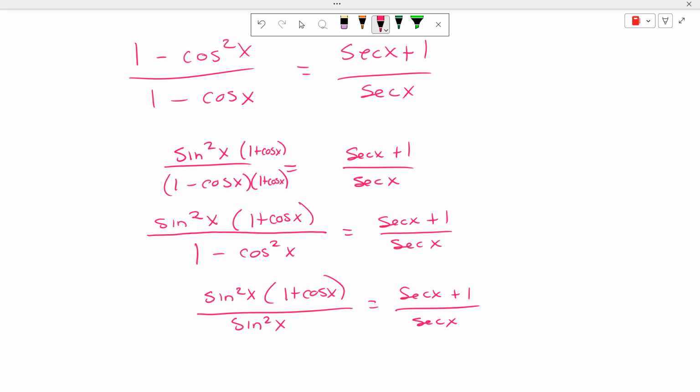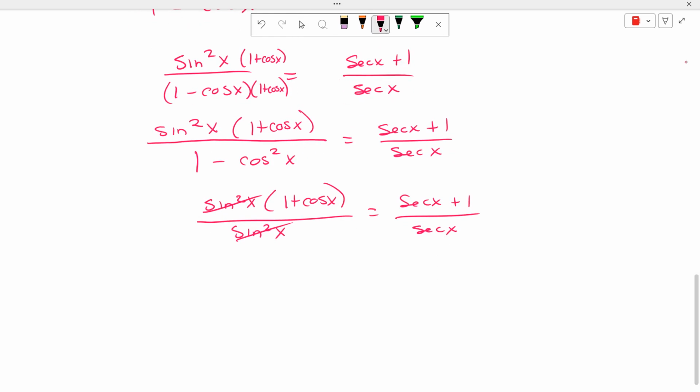So what can I do? I have sine squared of x over sine squared of x. What is that? 1. They cancel. So I get 1 plus cosine of x over, I'm going to put a 1 down there for now because I need a fraction, right? So I have something with a plus over 1 and secant of x plus 1.